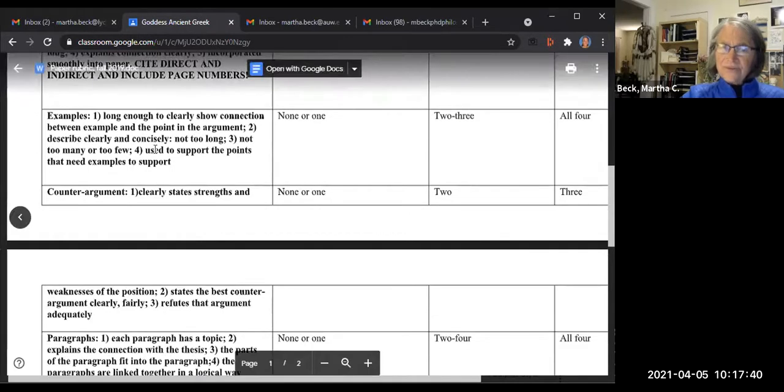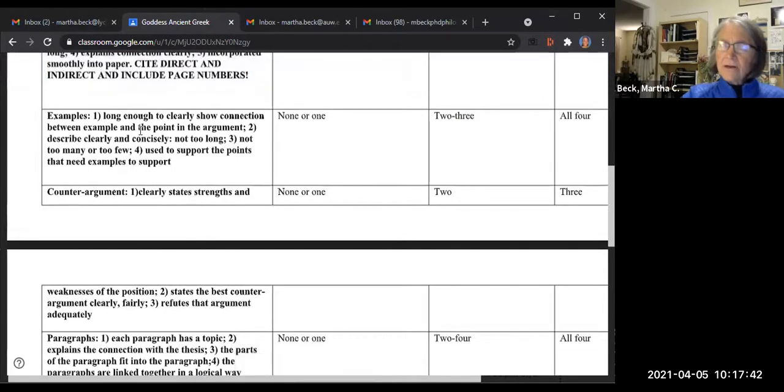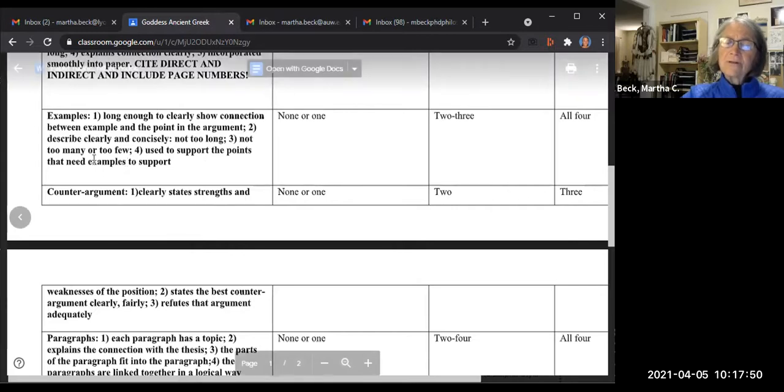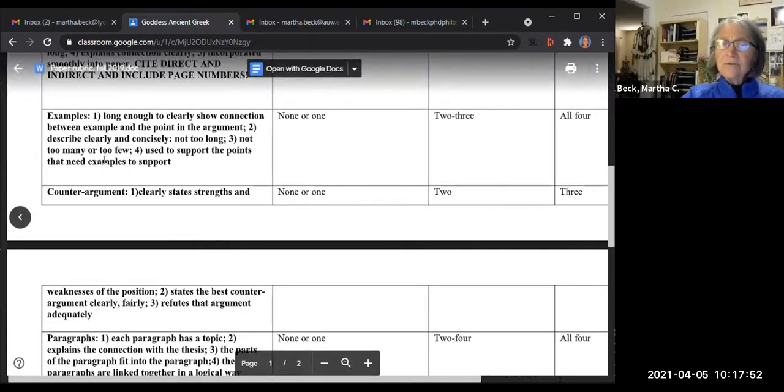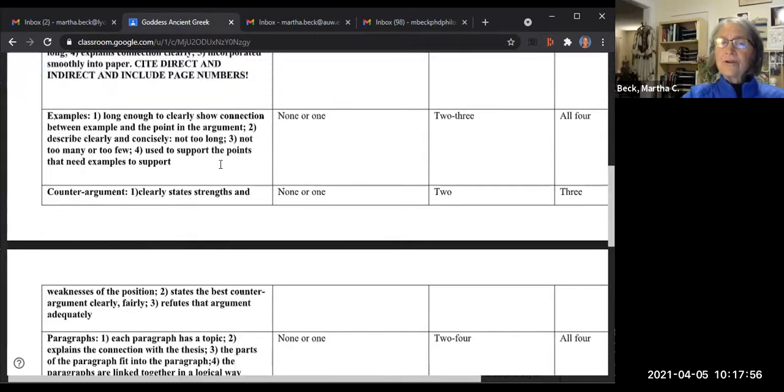Your examples. So you give examples that are long enough to show the connection. You describe the connection. You don't have too long of an example. You don't have too many examples, too few examples. And you do support your thesis, right?